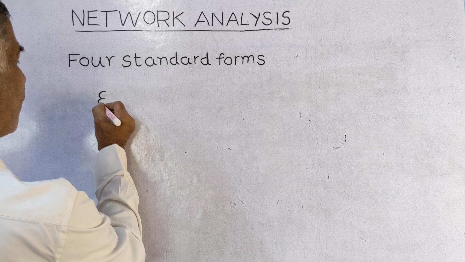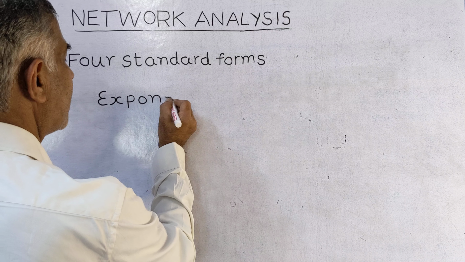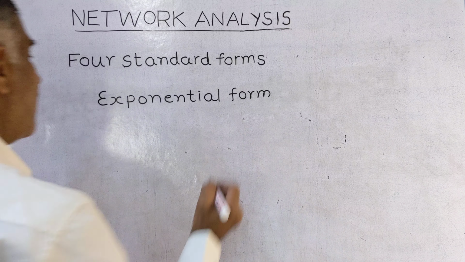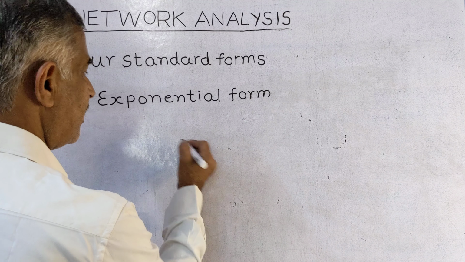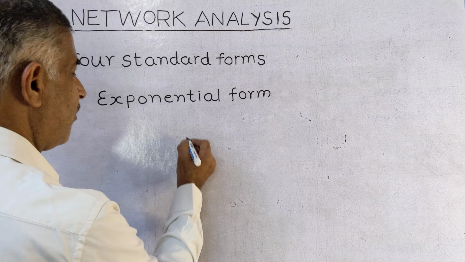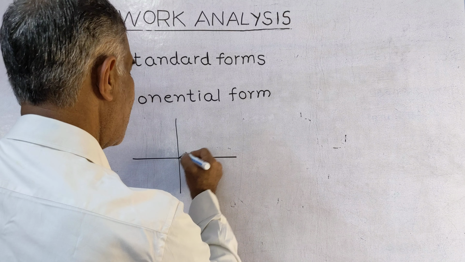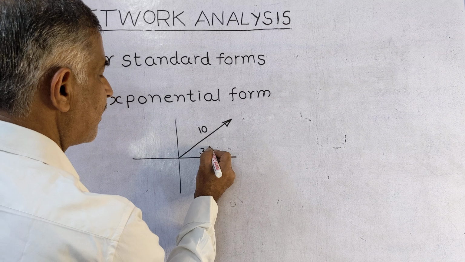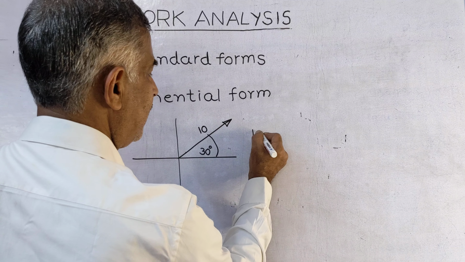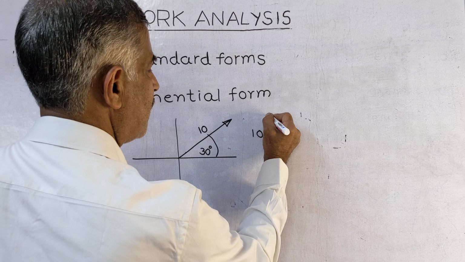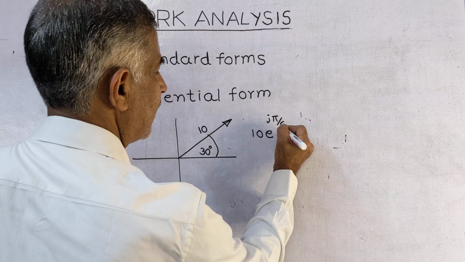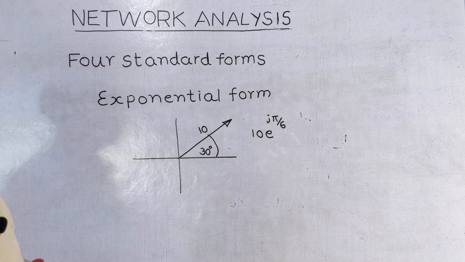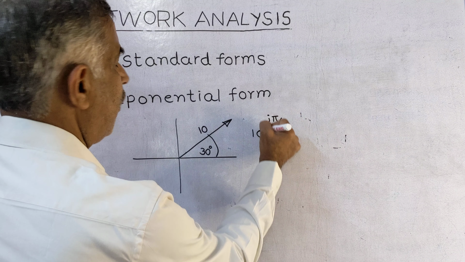Next, the third one is exponential form. In exponential form, for example, the phasor is like this: 10 units at an angle of 30 degrees. It is represented as 10 e power j pi by 6, since pi is 180 degrees. So this is exponential form.